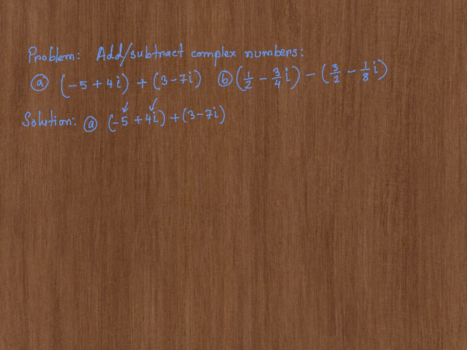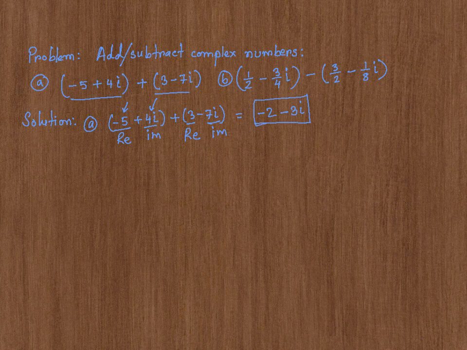So when you are adding two complex numbers, in essence you are adding real parts to real parts and imaginary parts to imaginary parts. So the real part is here, and this is imaginary. This is real and this is imaginary. So I'm going to add the real parts. Negative 5 plus 3 is negative 2. Then I'm going to add the imaginary parts. 4i plus negative 7i is going to be negative 3i. And that's it. It's that simple. So when you are adding these two complex numbers, you should get negative 2 minus 3i.